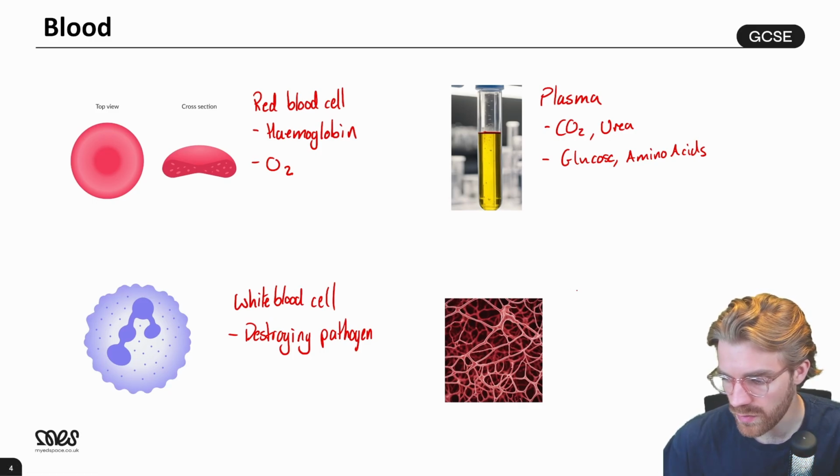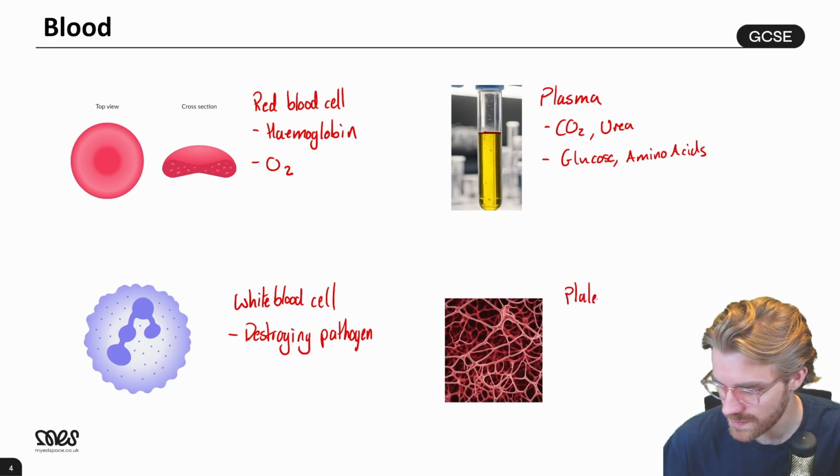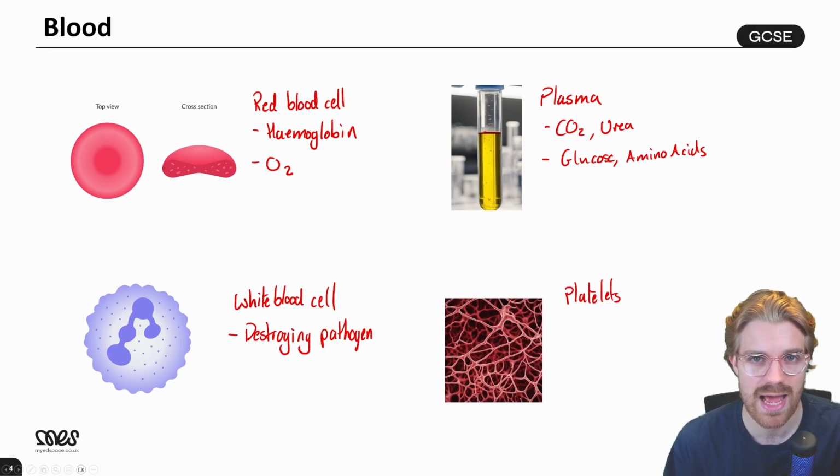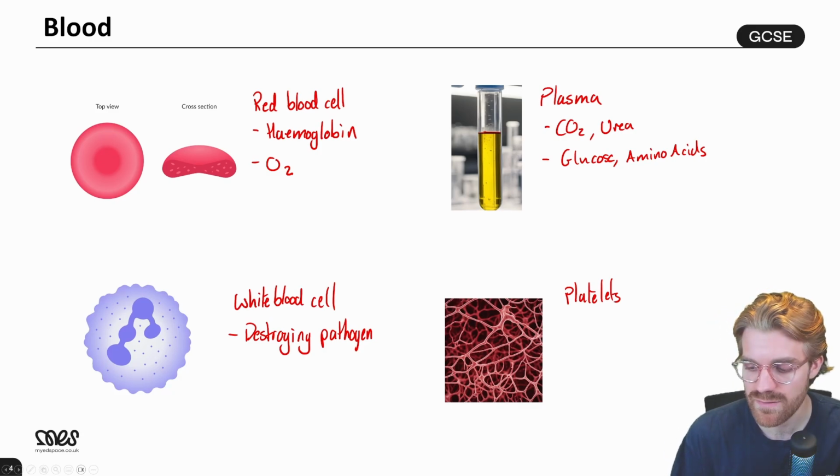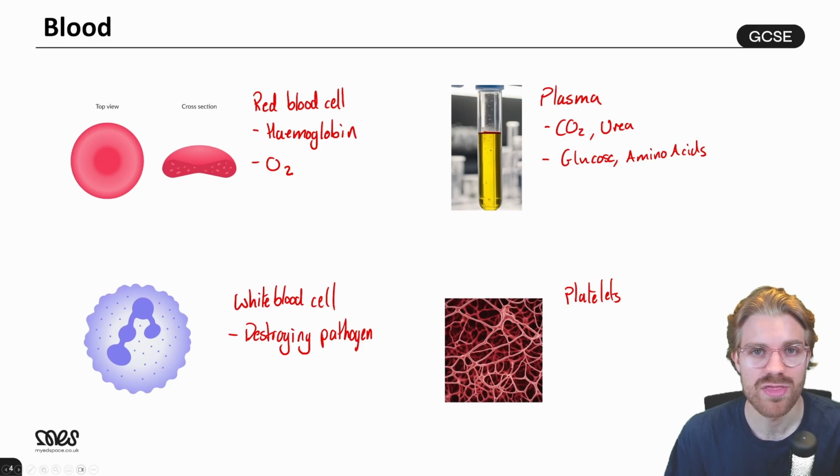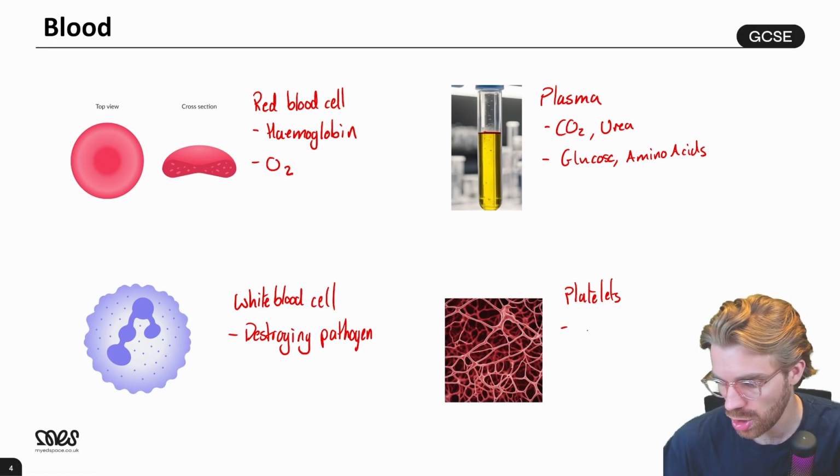Our final part of the blood are the platelets. And the platelets are fragments of cells. And what they do is they form this network that then helps the blood to clot.